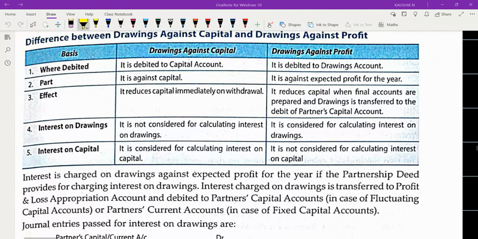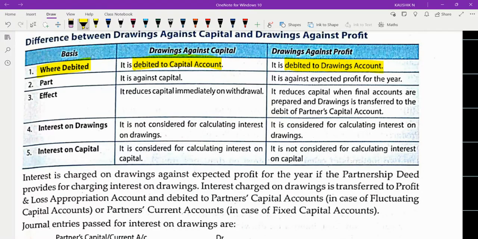The first and foremost is on the basis of where it will be debited. As you know very well, last year in 11th standard I taught you that D for drawings, D for debit. Drawings means it has to be debited. So when you have done drawings, whether out of capital or out of profit, it needs to be debited. That's the reason it says where debited. When drawings has been done out of capital, it is debited to the capital account of the partners. When the drawings has been done out of profit, it will be debited to the drawings account.